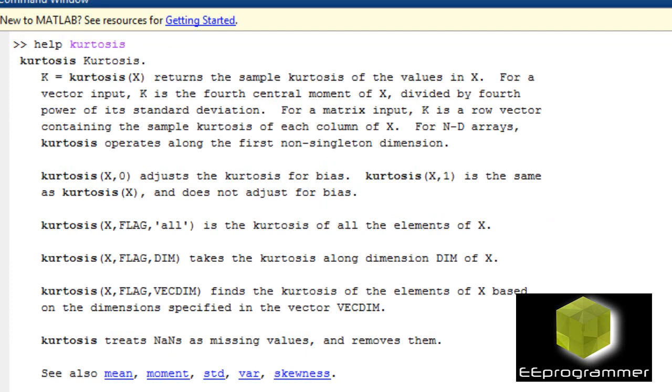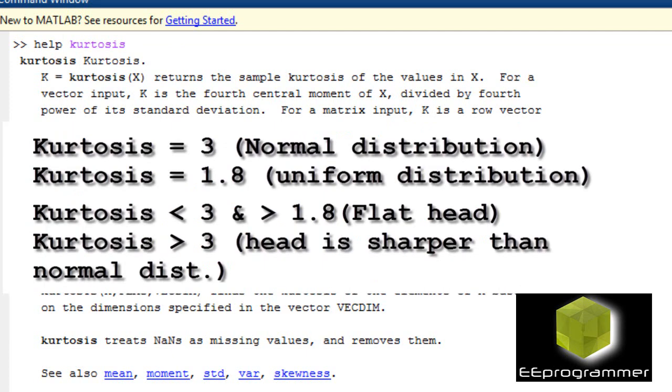Kurtosis is a bit different. If the number is equal to 3, then that is a normal distribution. If the number is equal to 1.8, then that is a uniform distribution.